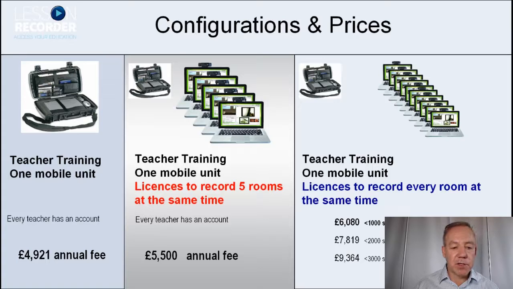The next upgrade to that, if you felt that you wanted to use it to create flipped classrooms, or perhaps record lessons for revision, would be to go for the system illustrated in the middle there. The red words are saying licenses to record 5 rooms. That enables you to put 5 licenses on your own computers as well. So that being the case, you could then record 5 classrooms at the same time, and you would need to supply the computers, be it laptops or whatever, and the microphones, or we can supply those for you.